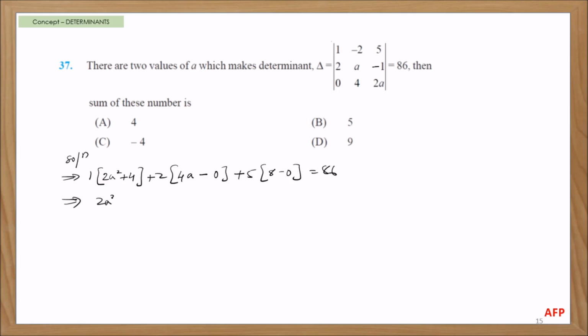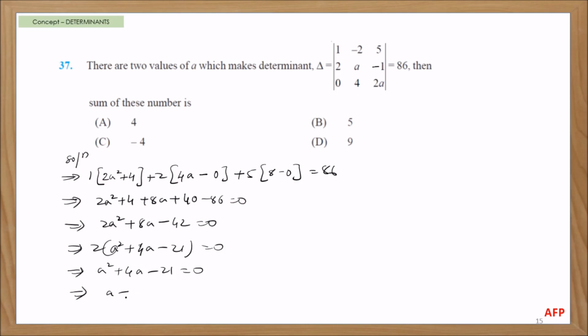This implies 2a square plus 4 plus 8a plus 40 minus 86 is equal to 0. So this is nothing but 2a square plus 8a, so minus, 44 minus 42, so 2 when you take common. Here we have roots 7 and 3. These are the roots we are having, so therefore a is equal to minus 7, 3.